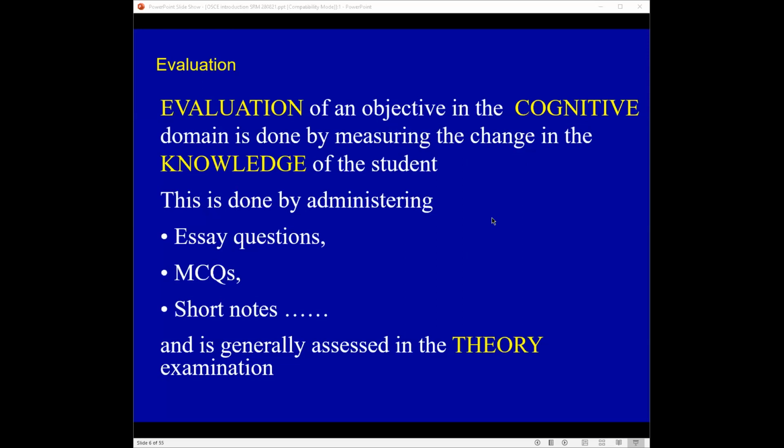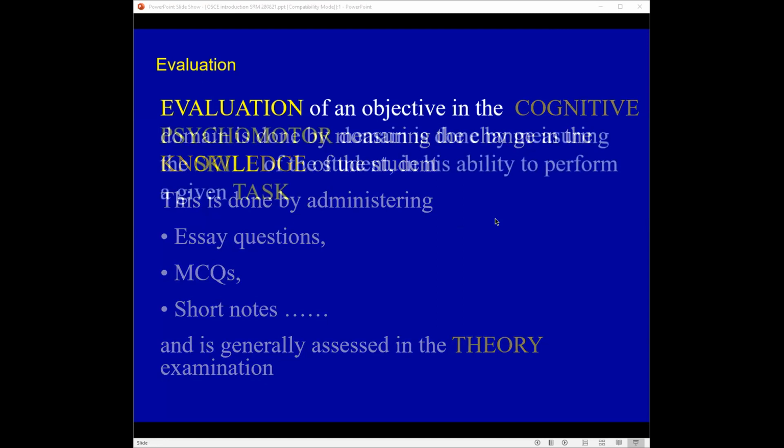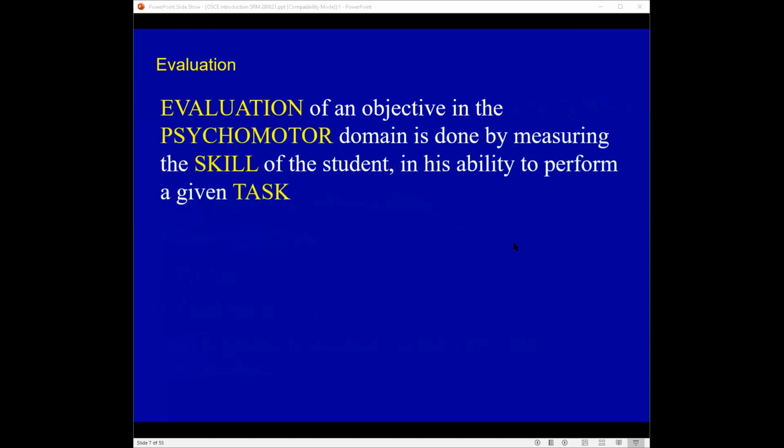Theory exams could be of different types of questions, but generally we are assessing our objectives which are couched in the cognitive domain. But when we want to evaluate an objective in the psychomotor domain, we need to measure the skill of that student, or his or her ability to actually perform a given task. And like I said, today's session is couched in this domain.